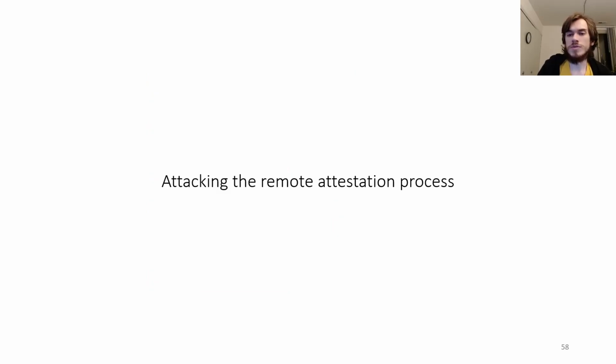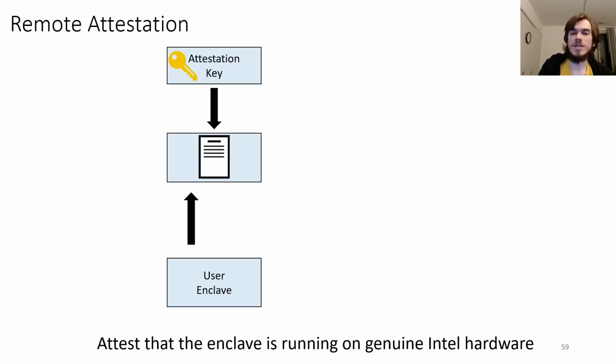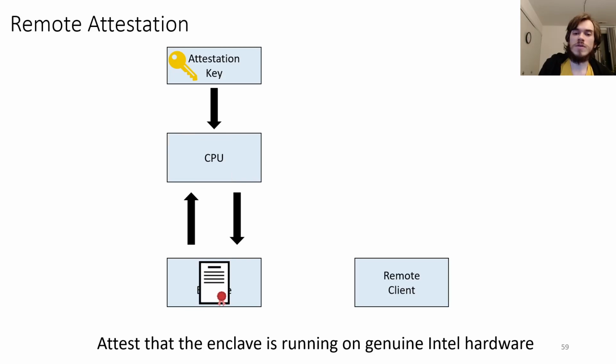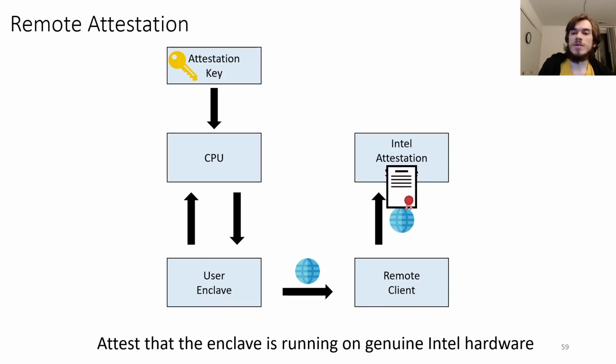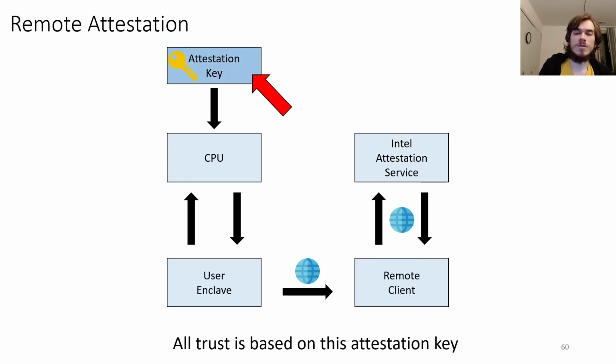Can we do even better than that? That's why we want to attack the remote attestation process. What is remote attestation? I told you before that it attests that the enclave is running on genuine Intel hardware. How does it work? The user enclave produces a report that it forwards to the CPU, and the CPU then uses the attestation key to sign it. Now it produces a code that gets sent back to the user enclave, which it can then send to the remote client, basically the enclave developer, and the enclave developer can then use the Intel attestation service to verify that the enclave was indeed running on genuine Intel hardware. What this really means is that all trust is based on the single attestation key that you see here.